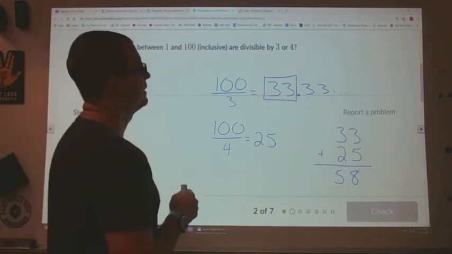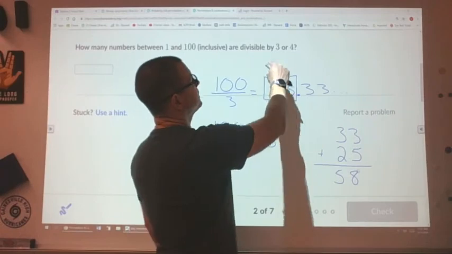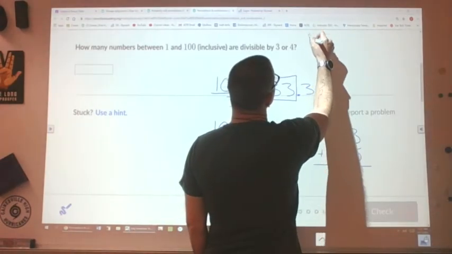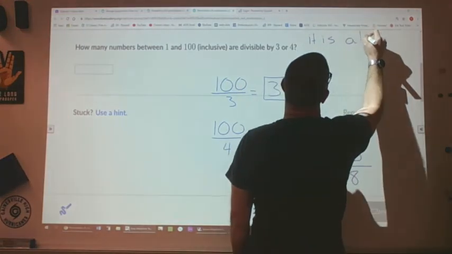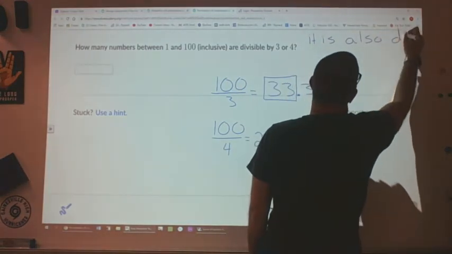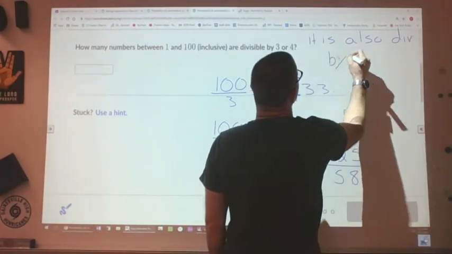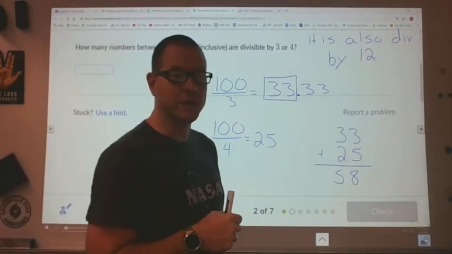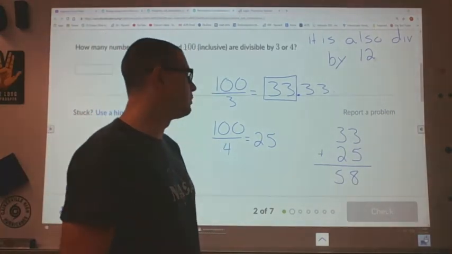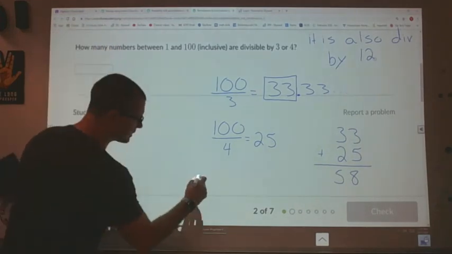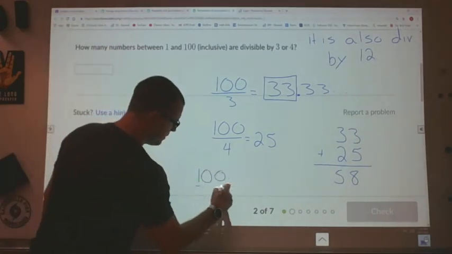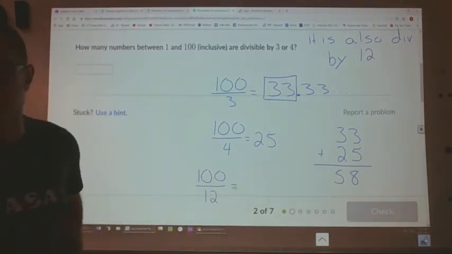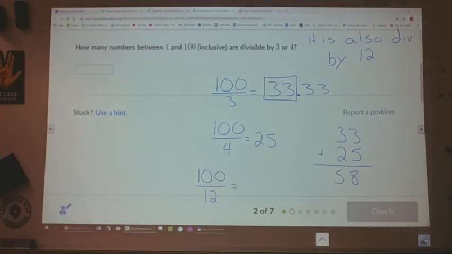In fact, 12 was a good example, because if a number is divisible by 3 and 4, it's also divisible by 12. And those are going to be my overlaps, because 12 is 3 and 4. So I need to look at the numbers that are divisible by 12. We can kind of do it the same way. 100 divided by 12 will tell me how many multiples of 12 there are. So let's see that one.